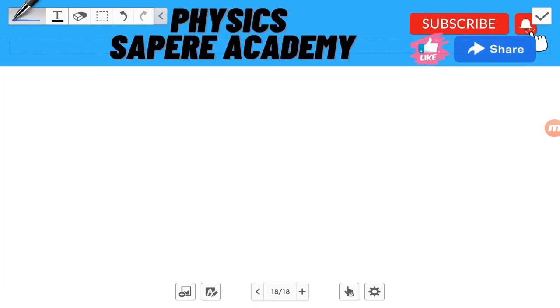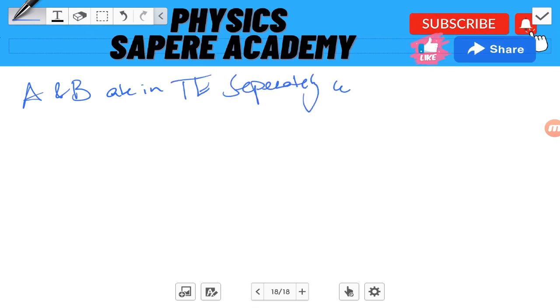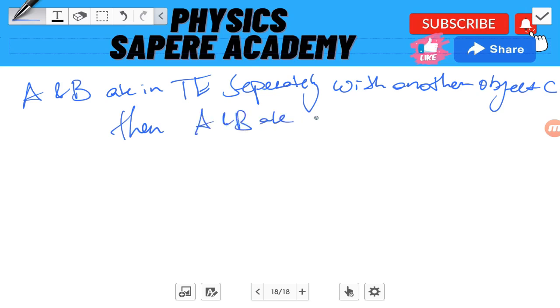If two objects A and B are in thermal equilibrium separately with another object C, then A and B are in thermal equilibrium. አሁን ይሄ ቀላል ስቴትመንት ይመስላል, logically it looks very simple, ግን ይሄ በጣም basic የሆነ መሰረታዊ definition ነው because it gives us a quantitative definition of temperature. Now we can identify what temperature is.